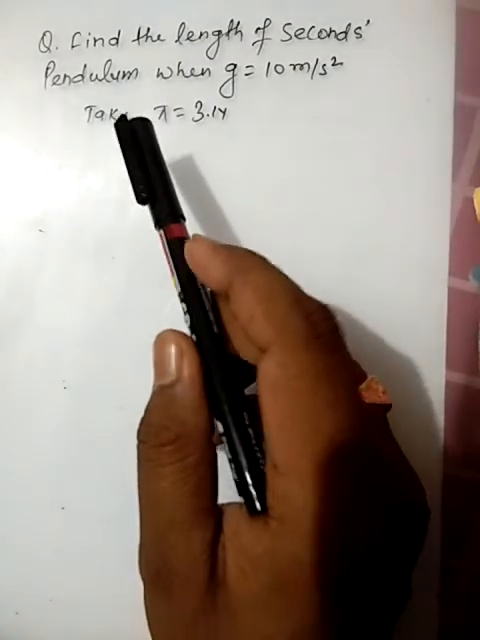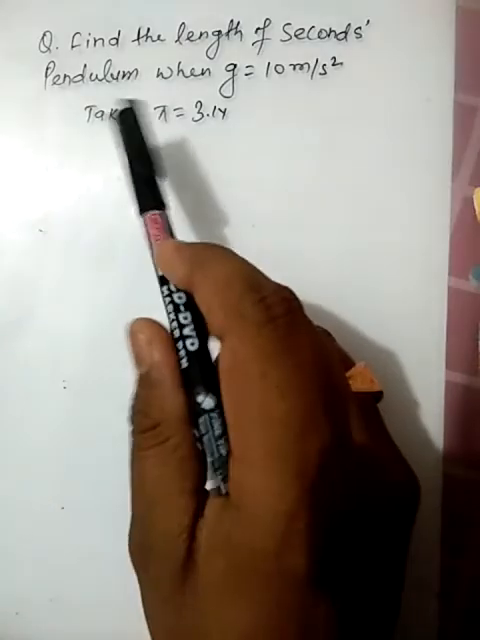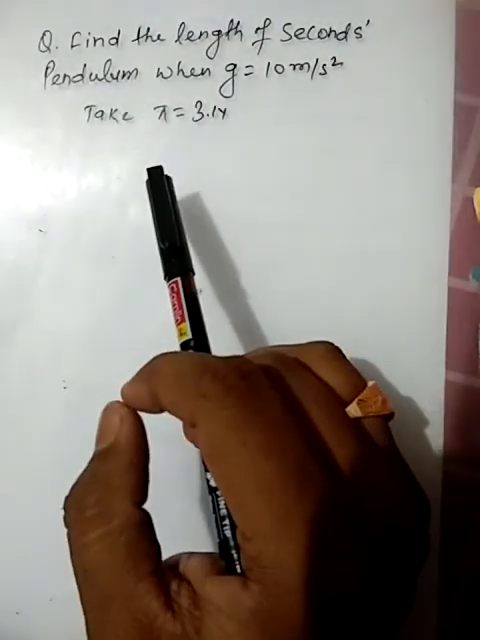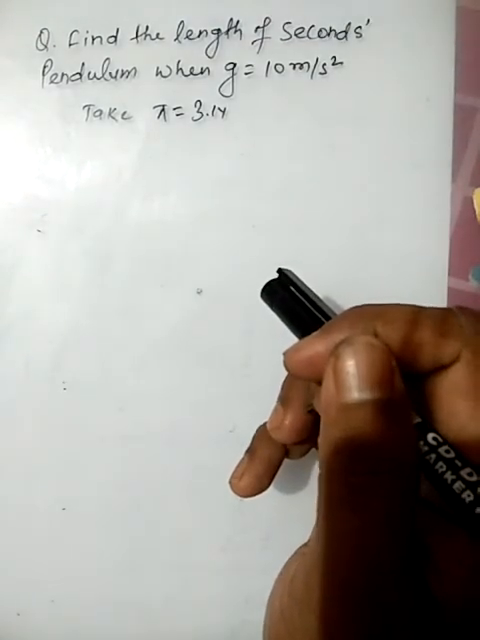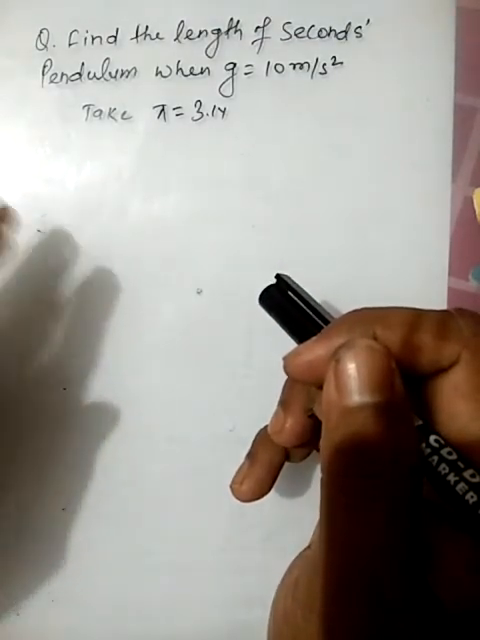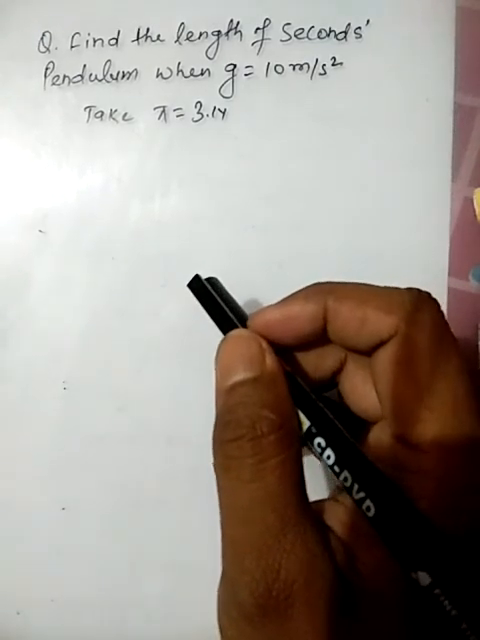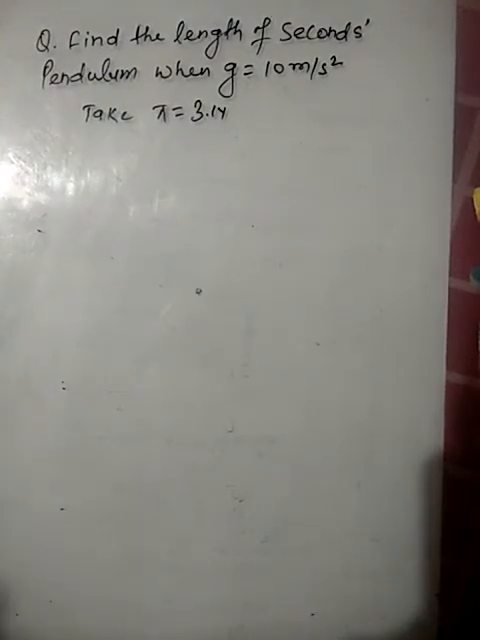Here is a question related to the seconds pendulum. Find the length of the seconds pendulum when g equals 10 meter per second square. Take pi equal to 3.14, which is simple. It is similar to the previous question which was discussed. I will give you some questions related to the topic of simple pendulum.